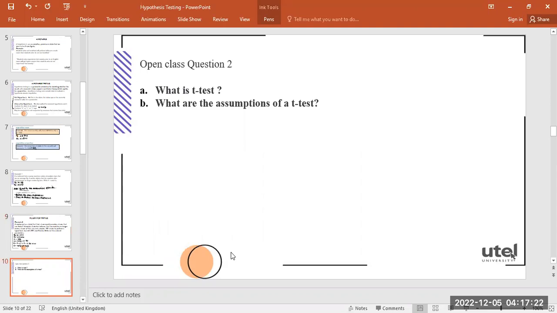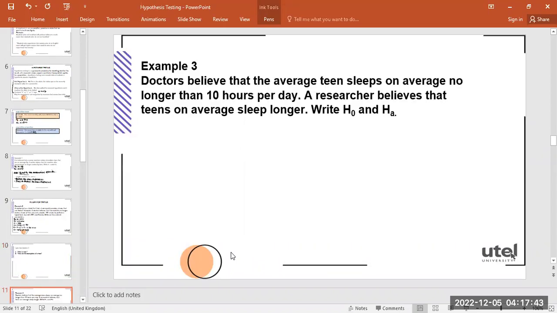Now permit me at this point to present the second open class question, which says, what is a t-test? And what are the assumptions of a t-test? So you can see that this is very similar to the first. So answer that and upload it in the learning management system for grading.